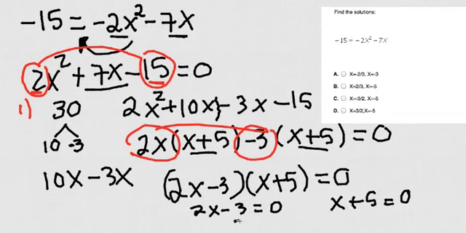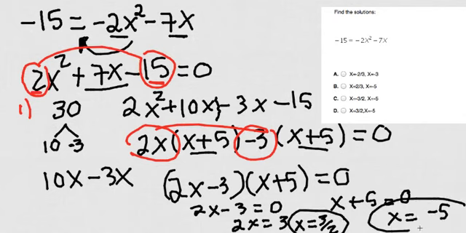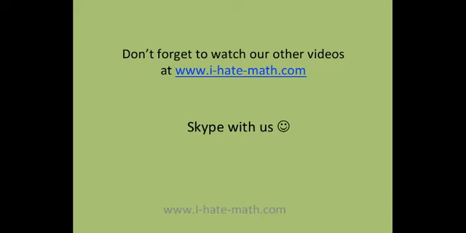Now I can solve, and I get 2x equals 3. And x equals, I'm just solving for x, 3 over 2, so that's one answer. Finally, I have x equals negative 5. Awesome.